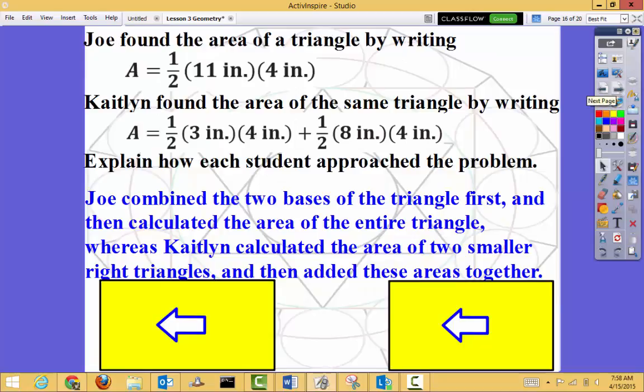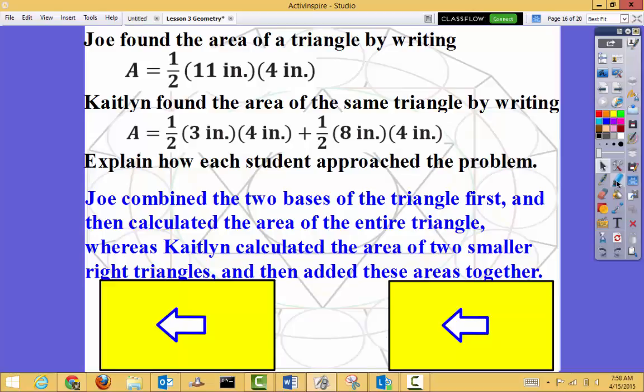Alright, here's our next one. Joe found the area of a triangle by writing A equals 1/2 times 11 times 4 inches. Caitlin found the area of the same triangle by writing A equals 1/2 times 3 plus 4 plus 1/2 8 times 4. Explain how each student approached the problem.